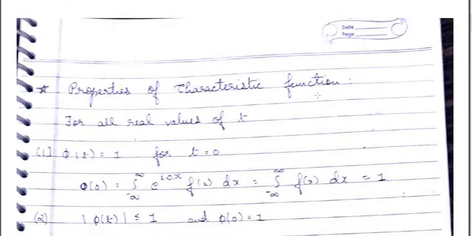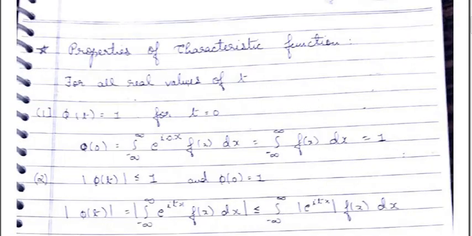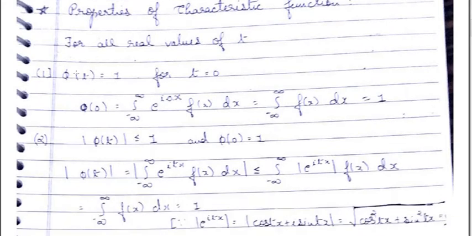Properties of characteristic function. For all real values of t, phi(t) is equal to 1 for t equal to 0. Phi(0) is equal to the integral from minus infinity to plus infinity of e raised to i into 0 into x. This is e raised to 0, which is 1. So we can write here the integral from minus infinity to plus infinity of f(x) dx equals 1.